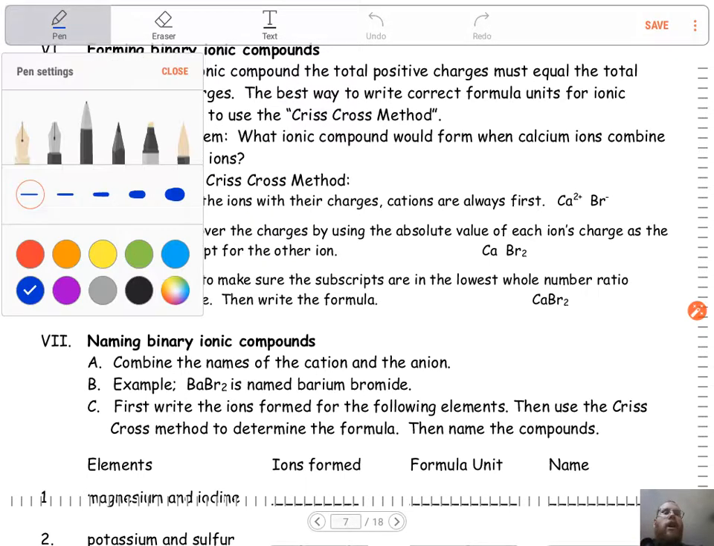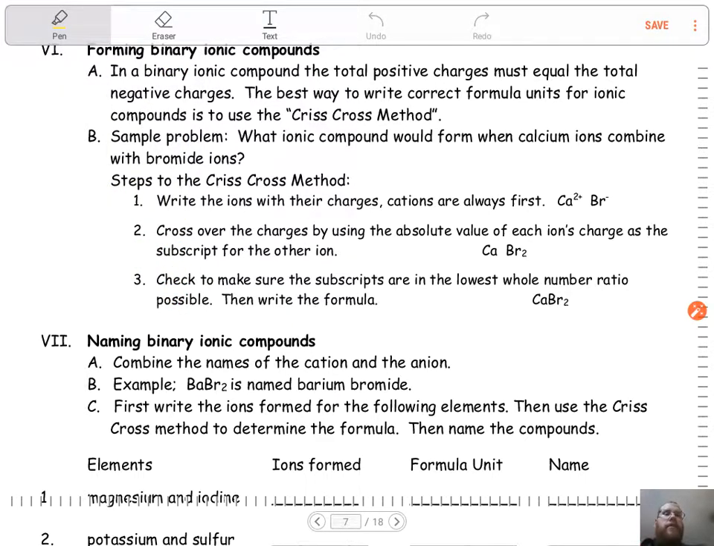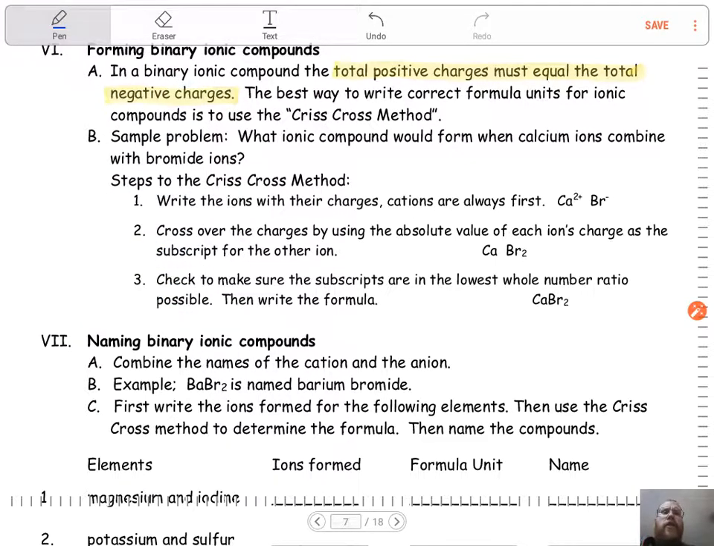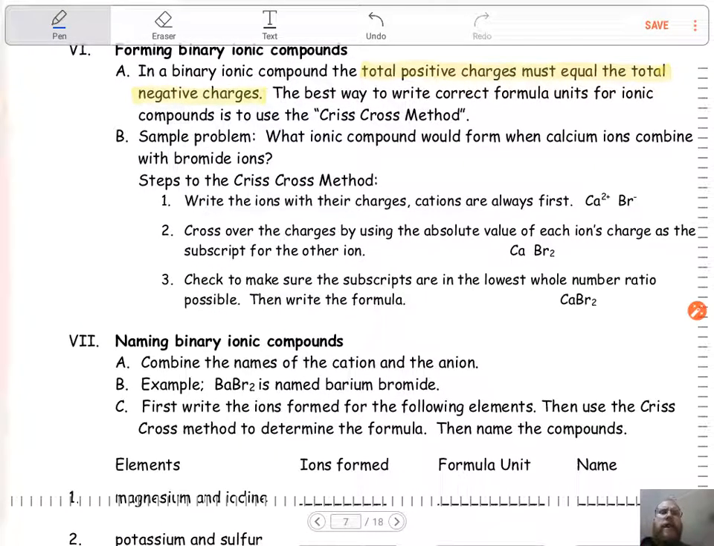When we talk about forming binary ionic compounds, the total positive charge must equal the total negative charge. We've already seen this in Unit 5 with bonding. You were given something like silver plus oxygen, and you had to figure out how they bond. If I just gave you silver plus oxygen, you'd have to figure out how they go together. Well, silver has one valence electron.